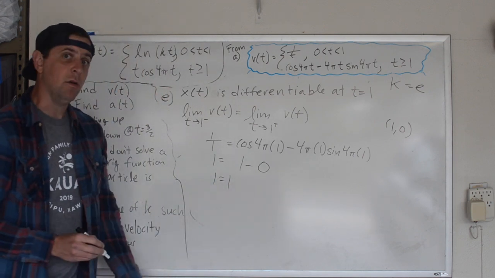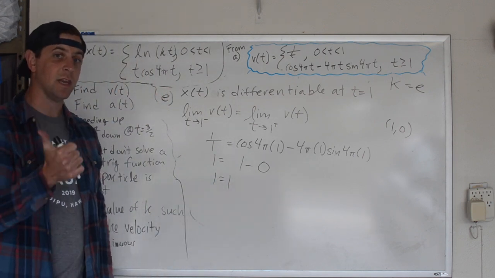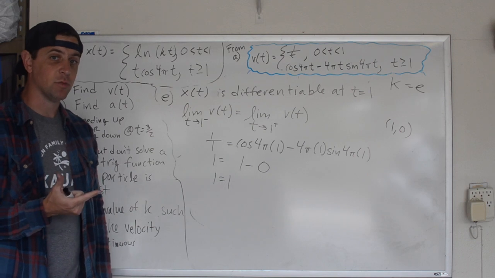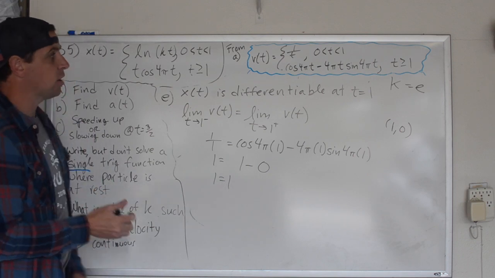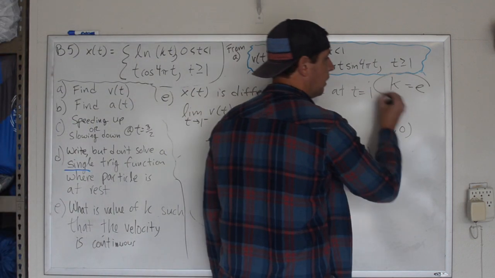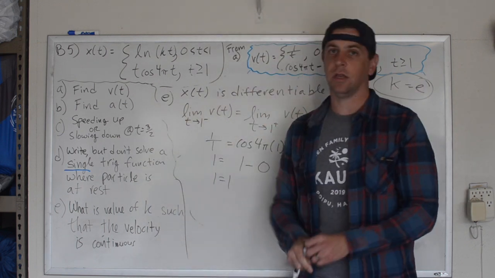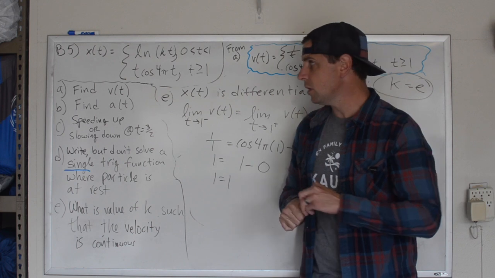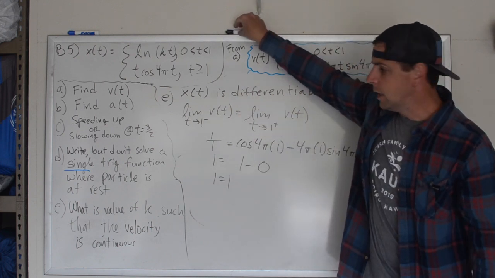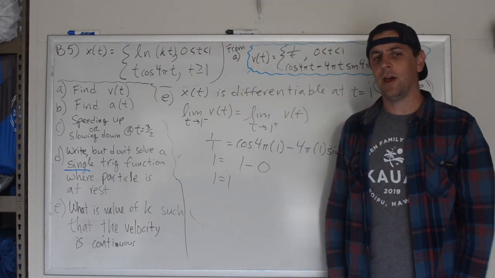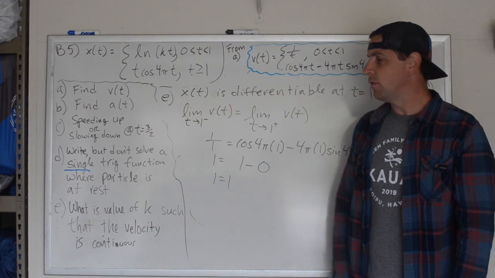What I've shown now is that my function is continuous and differentiable, and with a k value of e, that will end up making my velocity continuous. So there's a lot going on there. Hopefully you're able to pick all that up and that you're able to solve this problem.